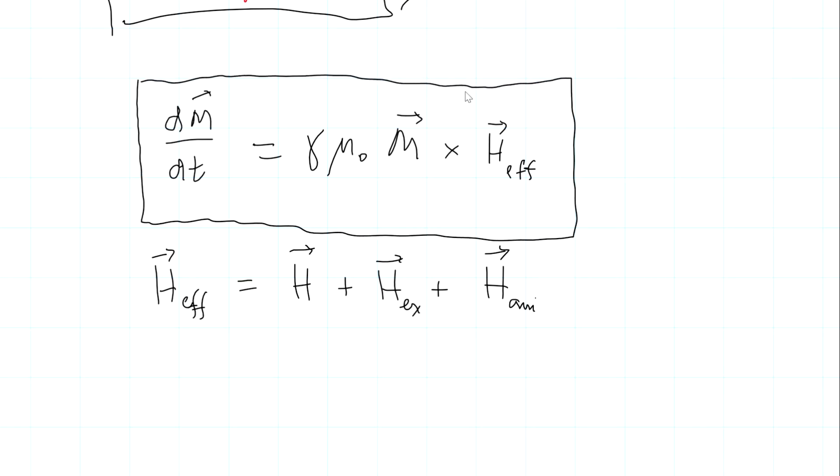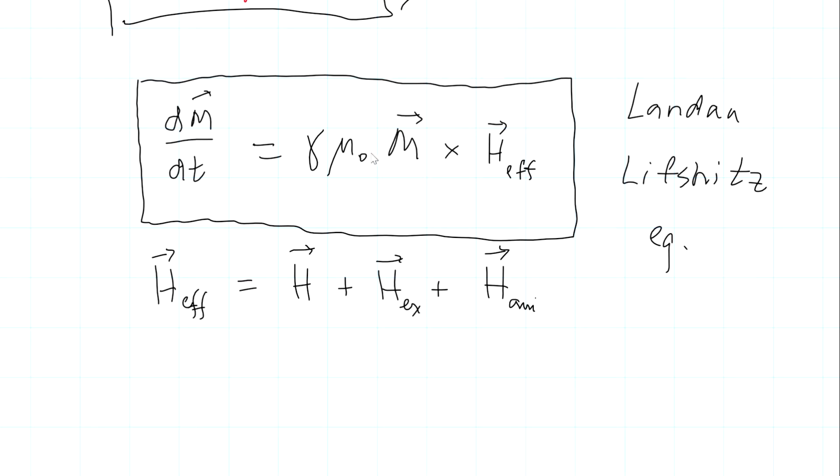So this is a very important equation in magnetization dynamics, and it has a name. It's the Landau-Lifshitz equation. The Landau-Lifshitz equation is an equation that describes motion.